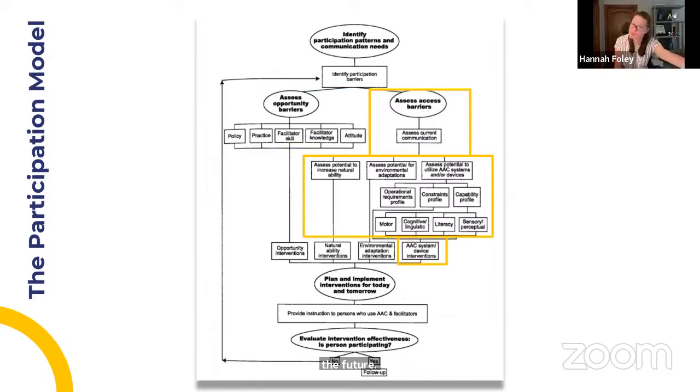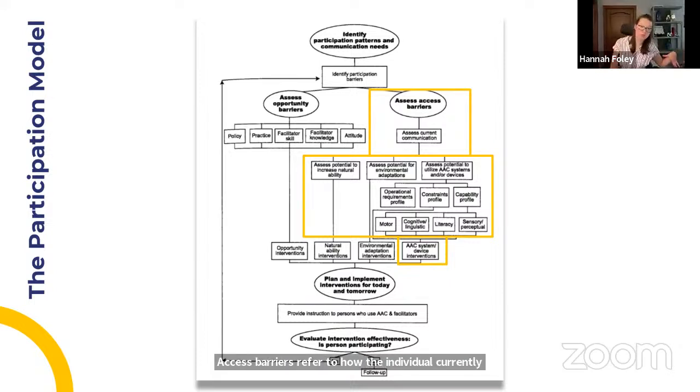Access barriers refer to how the individual currently communicates, the potential to enhance their speech intelligibility and effectiveness to communicate, the potential for environmental adaptations to enhance their current communication effectiveness, and the potential for the individual to use AAC systems to enhance their communication.